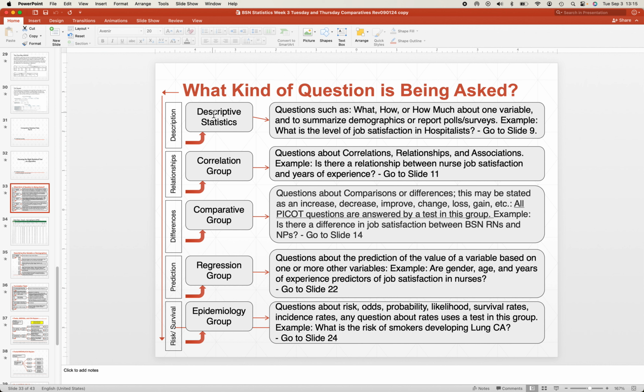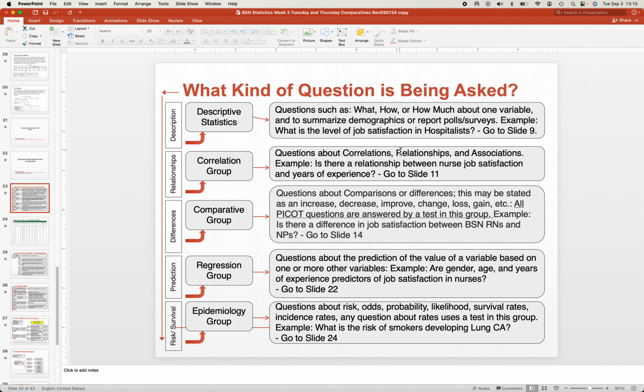So with that question, if I start here with descriptive statistics, I would see that it won't fit, because for descriptive statistics, it's a how-much type of question about only one variable. In the question, we have two variables. We have job satisfaction as one, and we could say type of RN as two, or formal education as an RN, whatever you want to call this variable. It could be staff. We have BSN RNs and NPs. So there are two variables. This question cannot be answered with descriptive statistics.